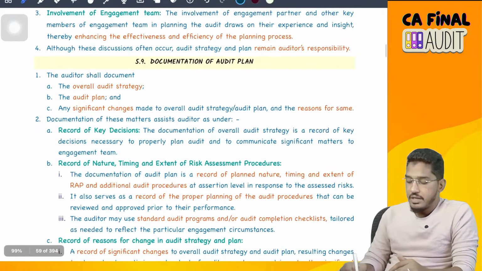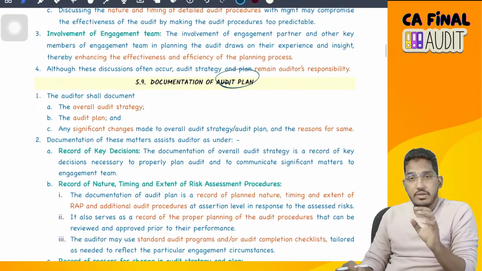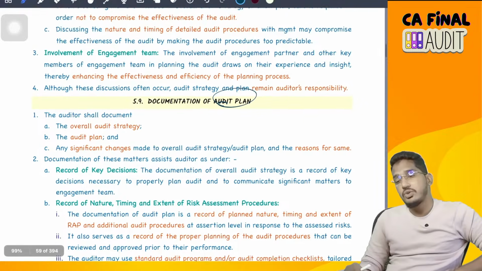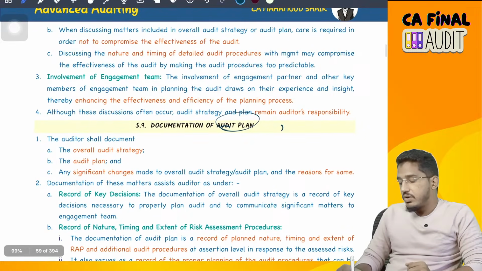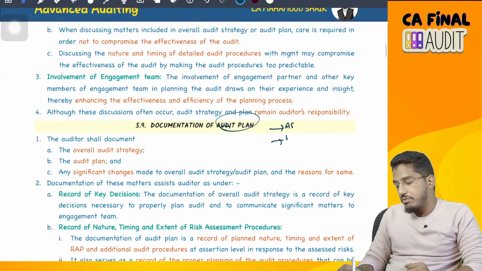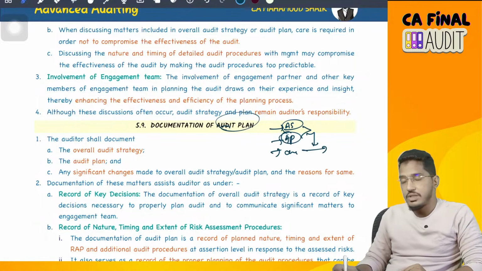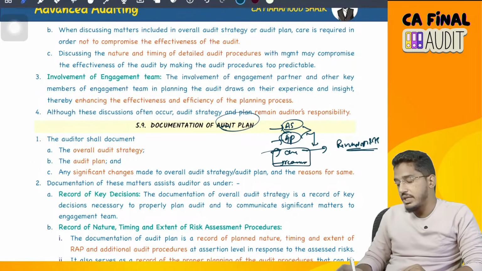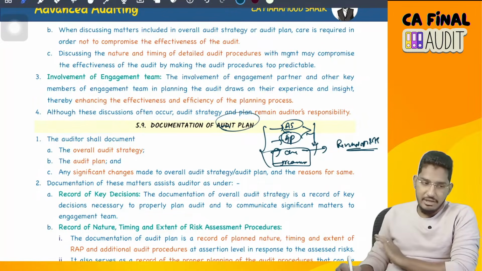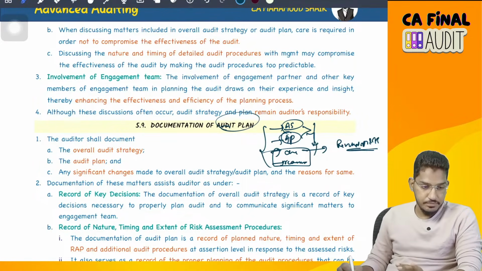Then we have the next aspect, sir. Whatever audit strategy and audit plan we have developed, are we required to document it? Yes. Whatever audit strategy you have developed, you have to document. Whatever audit plan you have developed, you have to document. If you have made any changes to the audit strategy and audit plan during the course of the audit, the revised audit strategy and plan, and the reasons why you made those changes, should also be documented. Everything should form part of documentation.